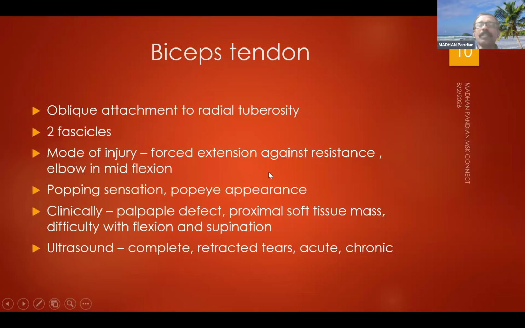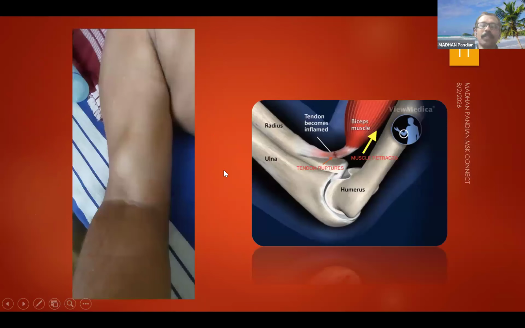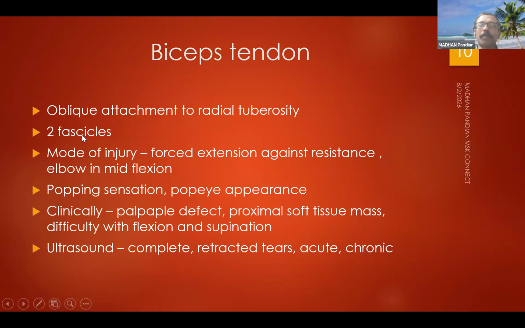Now, you need to understand there is an obliquity of the insertion of the long head of the biceps onto the radial tuberosity. So most of the times you'll not be able to see the two fascicles unless you have a proper oblique positioning of the linear transducer.